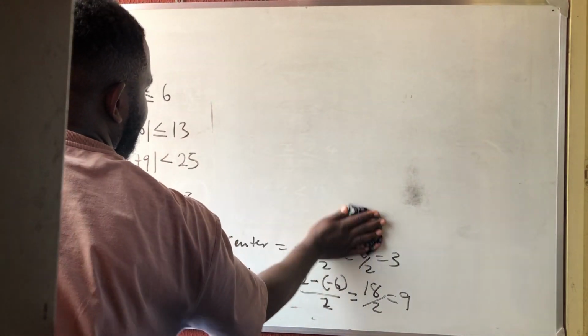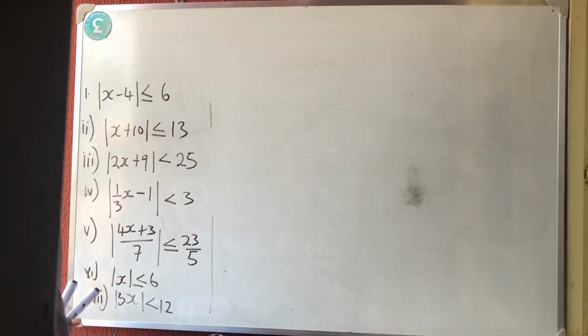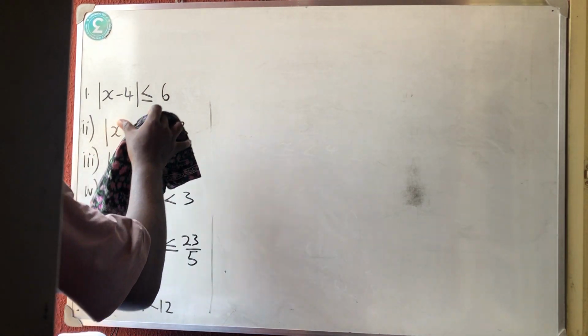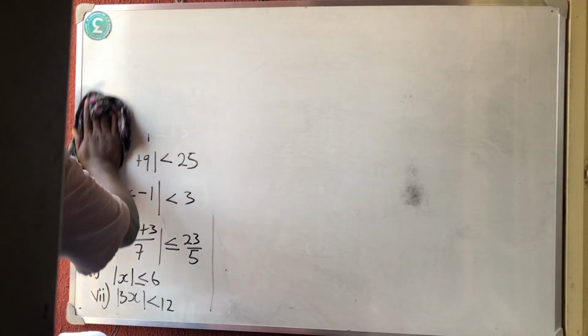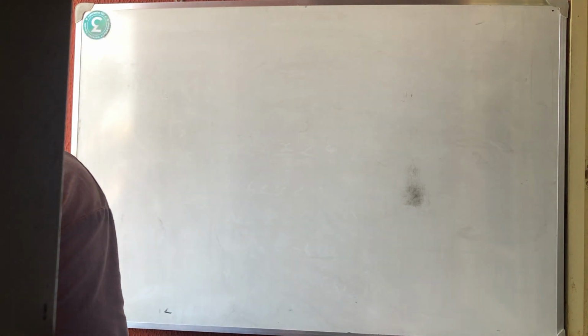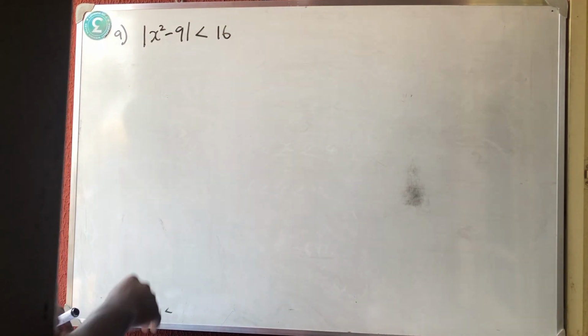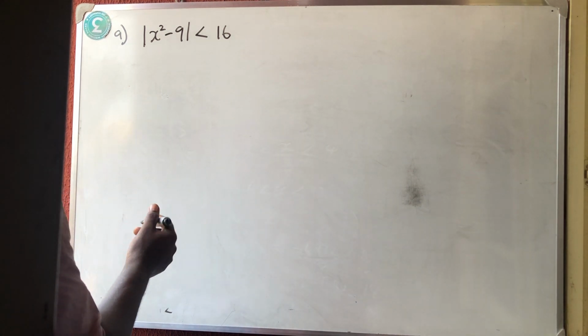So this last one now, solve it as an assignment and tell me what you got as the answer in the comment section. Okay. So the next one we'll look at is the neighborhood of a quadratic expression. This one was the neighborhood of a linear expression, very simple. Where we'll have a little challenge is the neighborhood of a quadratic expression. So the first one, we are to obtain the neighborhood, the center and the radius of x squared minus 9, which is less than what? 16. Okay. So solving this, our normal method.